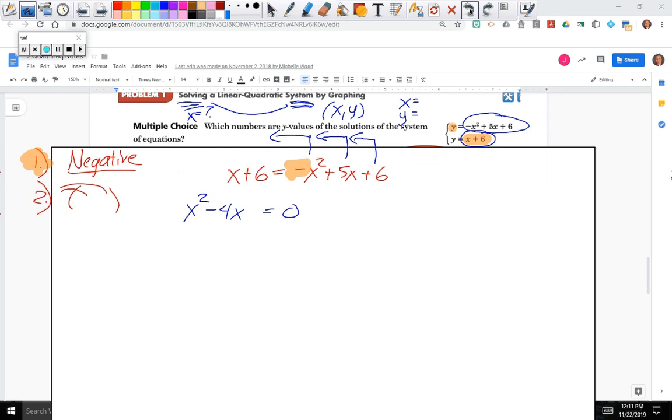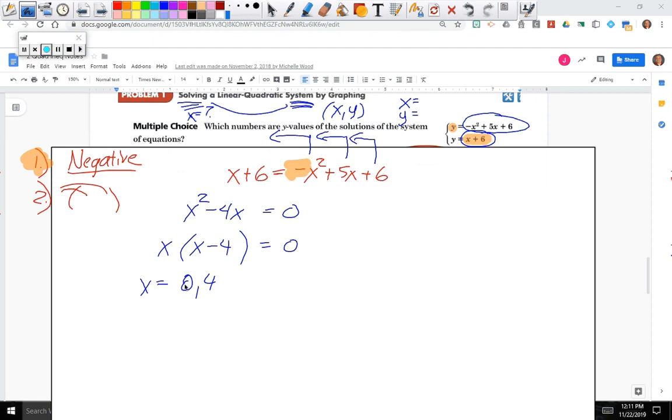What do I do? Factor it. GCF is what? X. Perfect. Minus 4, right? So now each one, I have two of them. X equals what? 0 and 4. Nice speed. So I'm not going to do a number line with this one.